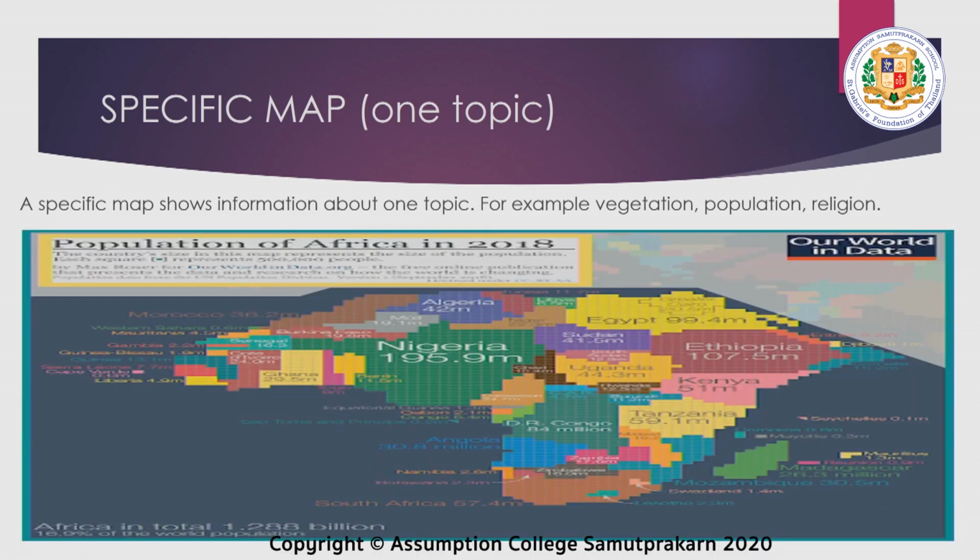Like in this example, this is a map of Africa, but the topic is population. How many people live in an area? In Nigeria, there are 195 million people. Ethiopia, 107 million people. Egypt has 99 million. So on and so forth. This only shows information about population. Another example.